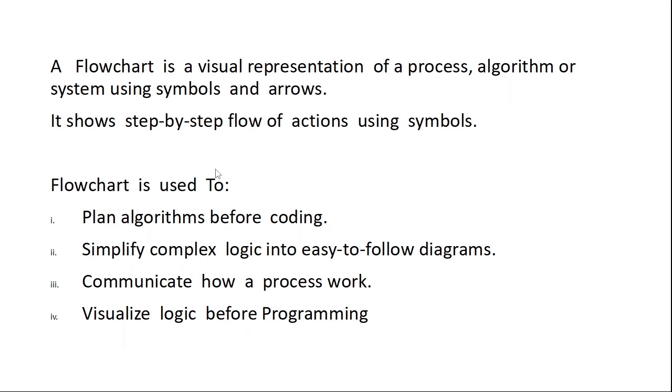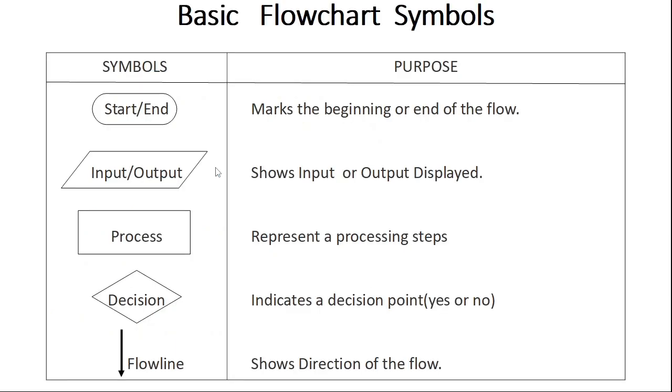A flowchart is a visual representation of a process, algorithm, or system using symbols and arrows. It shows the step-by-step flow of actions using symbols. A flowchart is used to plan an algorithm before coding. It's used to simplify complex logic into an easy-to-follow diagram. It communicates how a process works. It visualizes logic before programming. These are the applications of flowchart. So now let's move on.